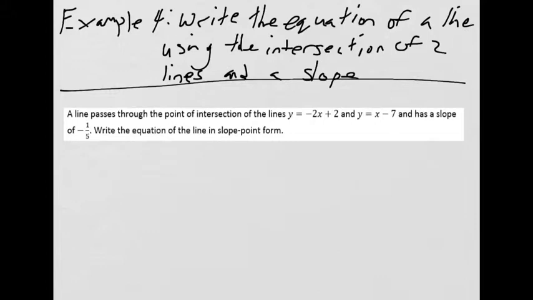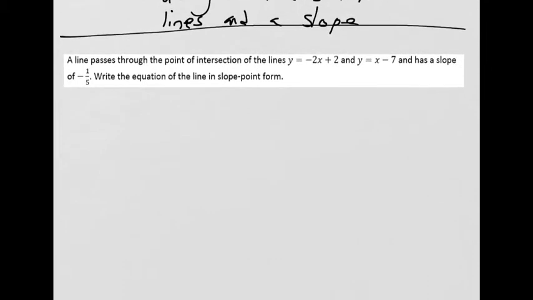So we have a line that passes through the intersection of two other lines. This one here, negative 2x plus 2, and this one here, x minus 7. That line also has a slope of negative 1/5. And our goal is to write the equation in slope point form. So if that seemed really muddled and confusing, maybe just let me draw a diagram here of what's happening.